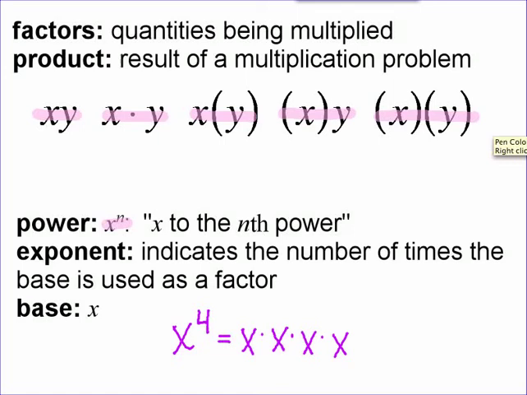So I use 4 x's. If I had y to the 6th power, what's that going to mean? Y times y, a total of 6 times. So you have 6 y's.